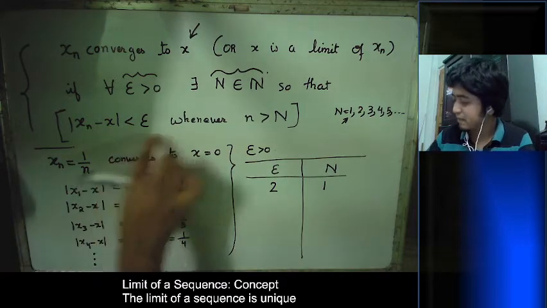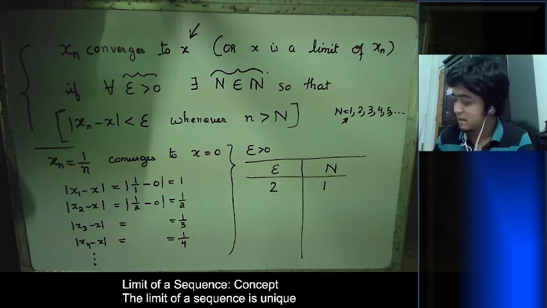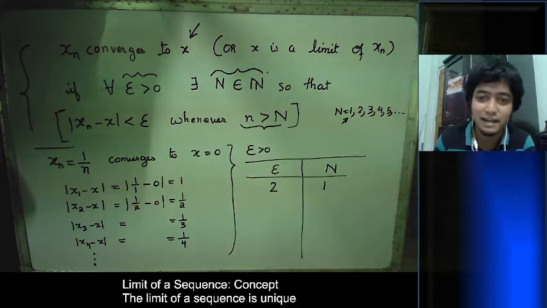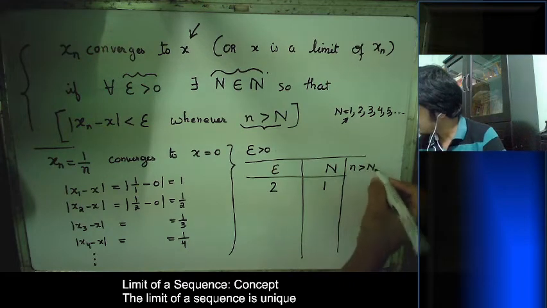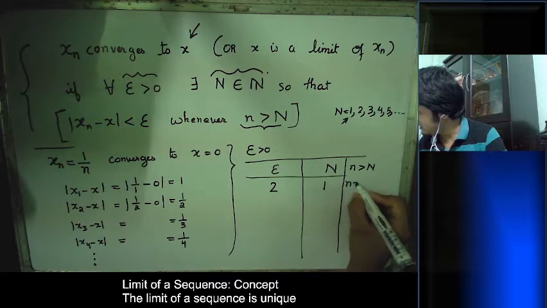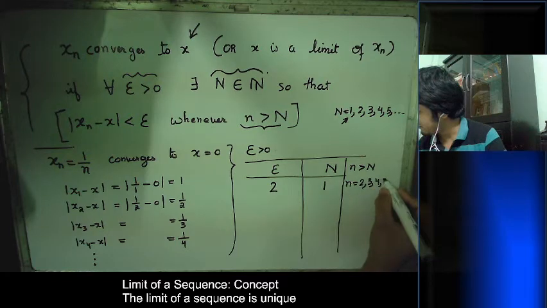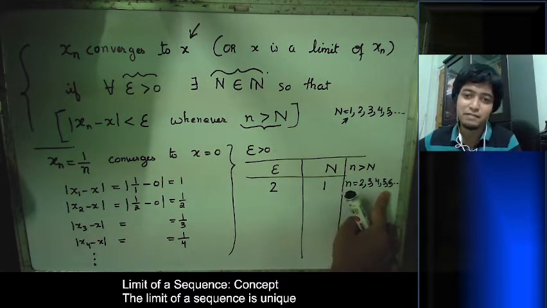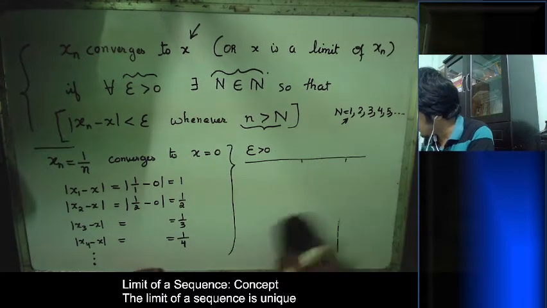Okay, if you check whether capital N equal to 1 satisfies this condition, then you must note this first: small n greater than capital N. So what are we having? Small n is greater than capital N, so n will be 2, 3, 4, 5, 6, and so on. So n can take so many values. Maybe I will write it again.